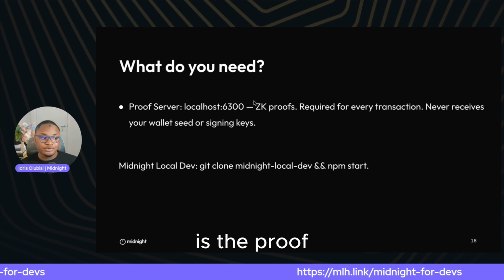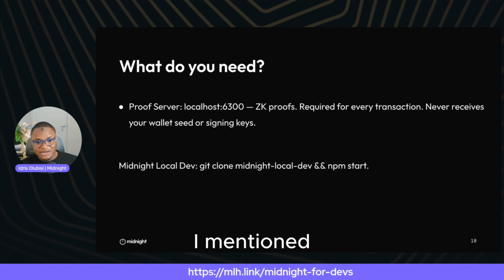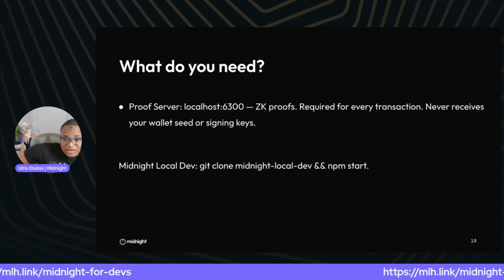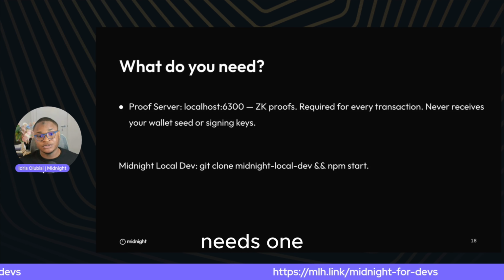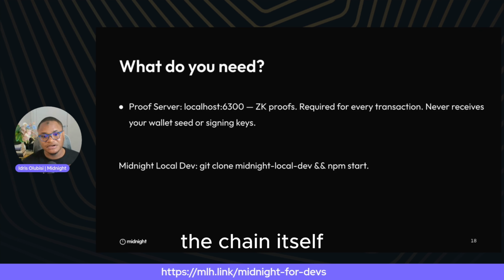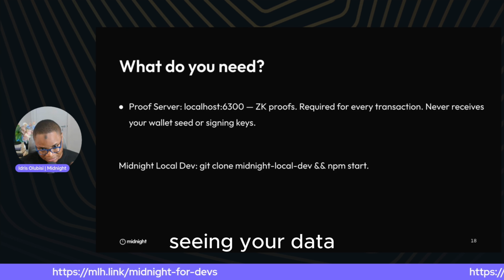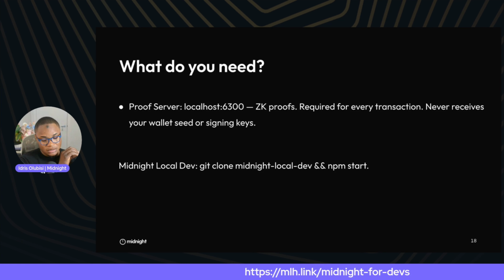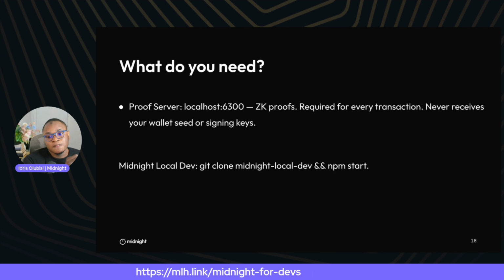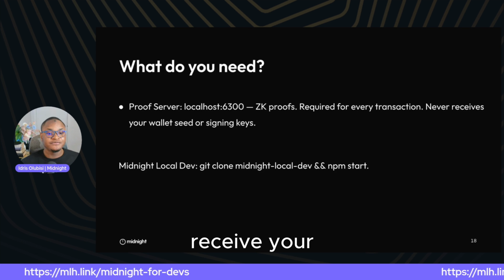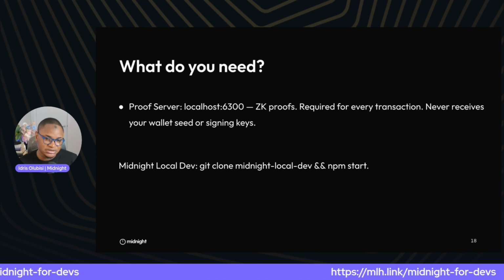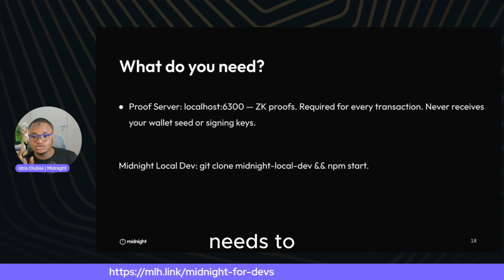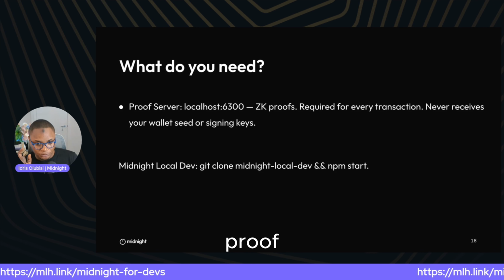The last one here is the proof server. Mind you, I mentioned briefly that this is where every ZK proof is generated. So every transaction needs one. That's how the chain itself verifies your action without seeing your data. The important thing to note here is that the proof server never receives your wallet key or your signing key at any point in time. All of those things stay in your wallet. The proof server only receives what it needs to construct the cryptographic proof.